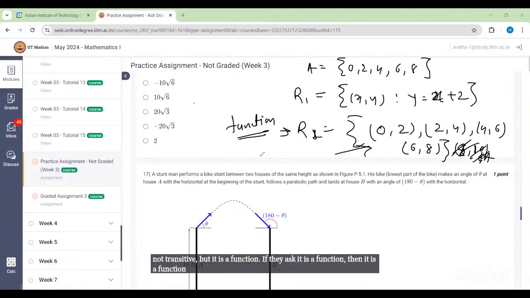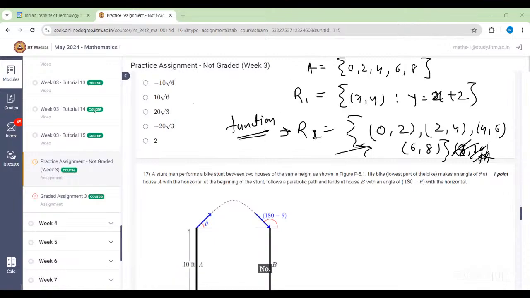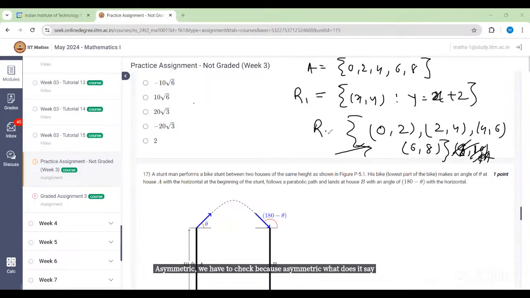Is it a function? No, it's not a function, because for 8 we don't have an output. Okay, understood. Now antisymmetricity, I think it means that if x is related to y and y is related to x, then it should imply x is equal to y.